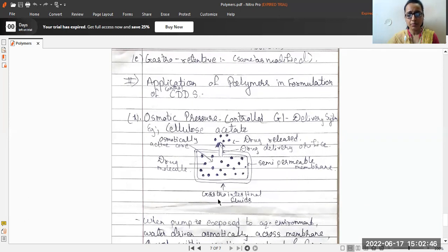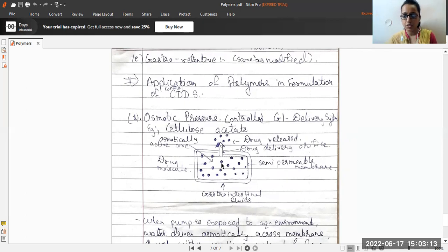So what will happen? This works on the water penetration or swelling system. Once the dosage form enters our body, the GI fluids, gastrointestinal fluids, will have a push on the dosage form, and so the drug will be pushed out from the orifice.